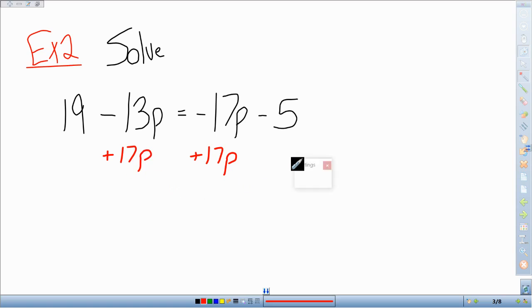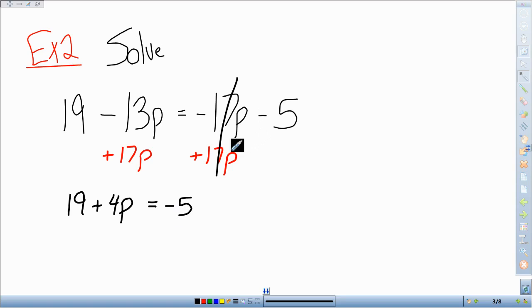Just by the way, the reason I did this is I looked ahead and knew that 17p minus 13p is going to give me a positive number. That's kind of nice. So I have 19, and negative 13p plus 17p, or remember, you can look at it in reverse, 17 minus 13, looks like we're getting a positive 4p. On the right, those are gone, have that negative 5. Careful with missing all these negatives.